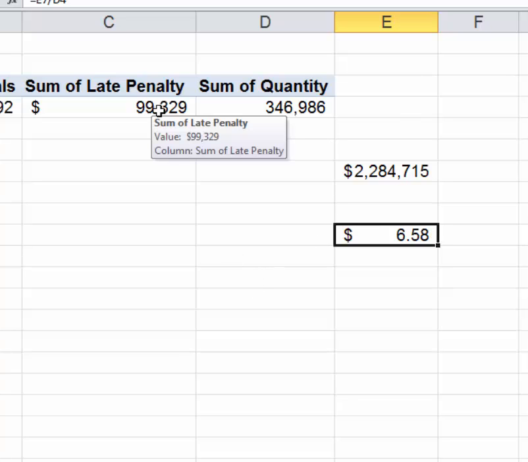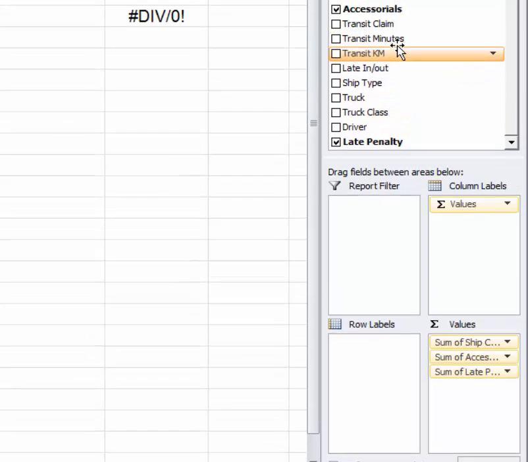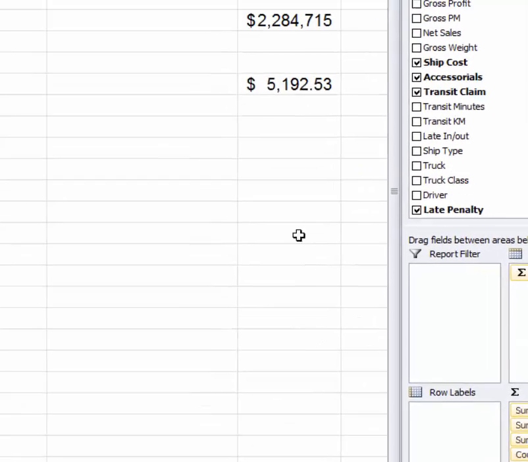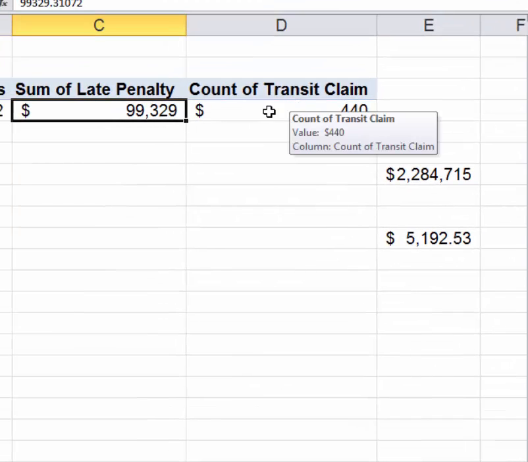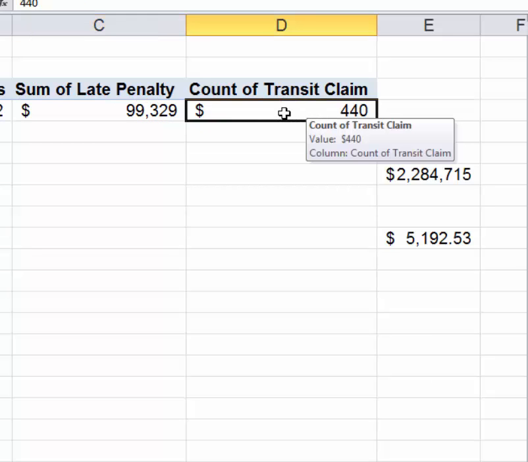Now let's do the second one, which is claims as a percentage of shipping cost. So let's get rid of sum of quantity. We don't want to see the quantity, but we want to see claims, and you'll see that right here, transit claims. Let's drop that in box 1. So you'll see pretty much they're the same. Now have a look. When you drop claims in here, you get a weird number, 440. Do you think the claims are actually $440?